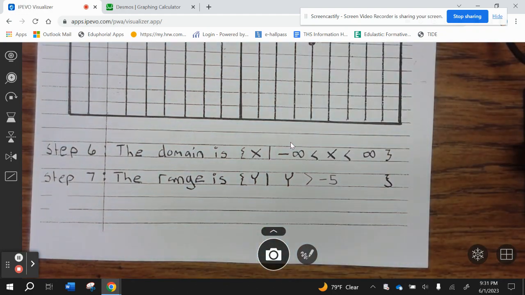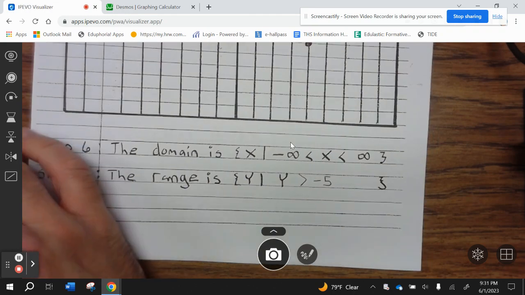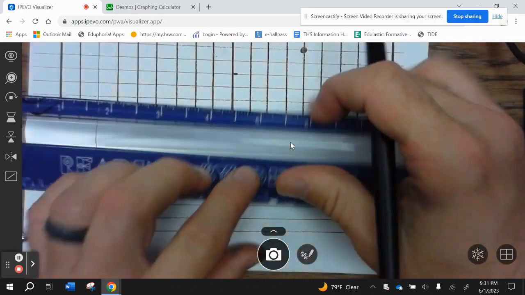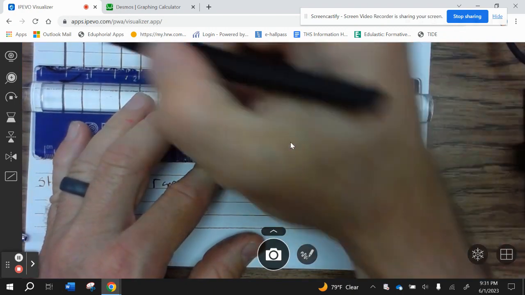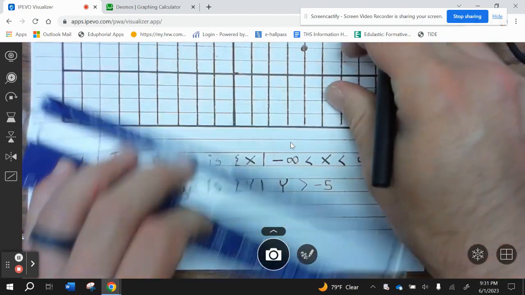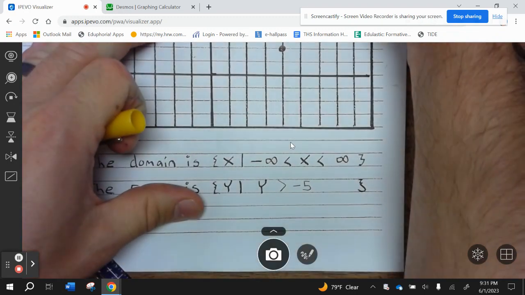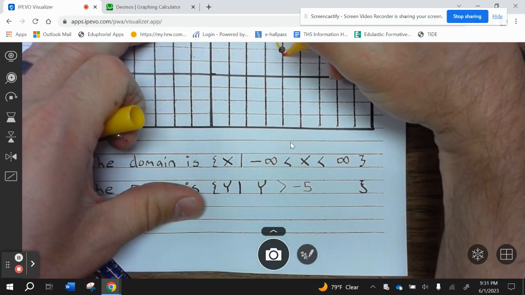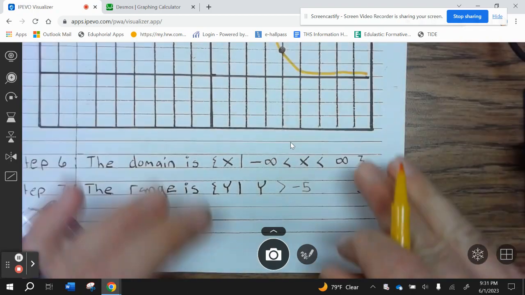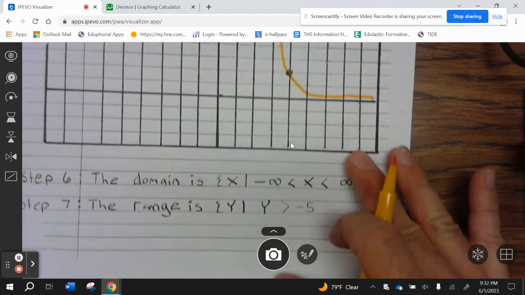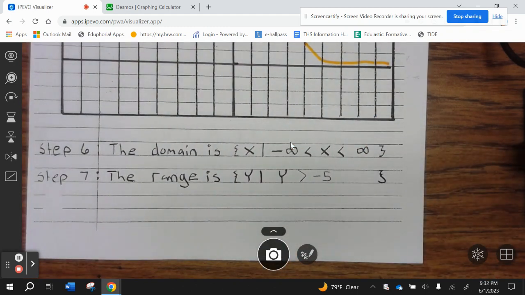Okay, now our asymptote is at negative 5. So negative 1, 2, 3, 4, 5. And so our curve is going to go through this point, down through there, and here. The domain is negative infinity to positive infinity, and the range is y greater than negative 5.